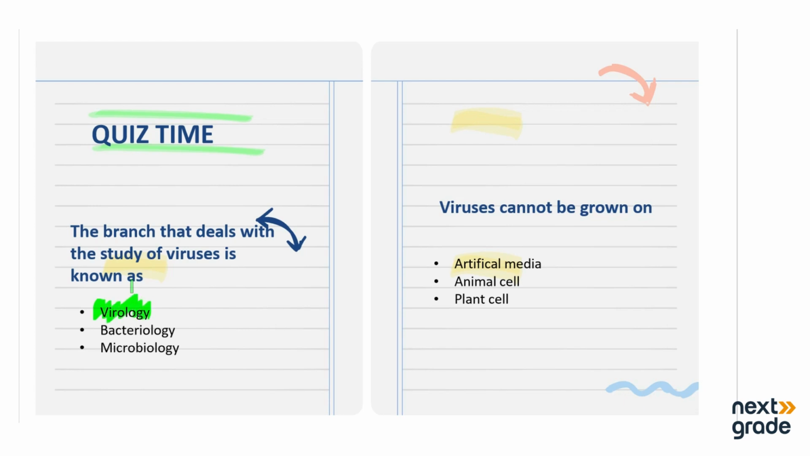The second MCQ for today is that viruses cannot be grown on. Options are artificial media, animal cell, or plant cell. We know that they always need a host cell, right? So here the correct answer is they can never be grown on artificial media.